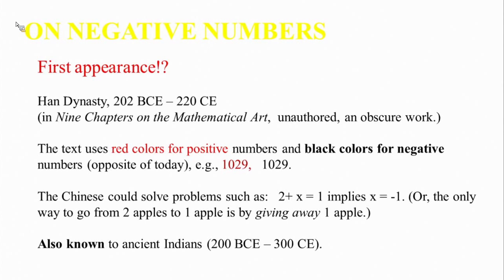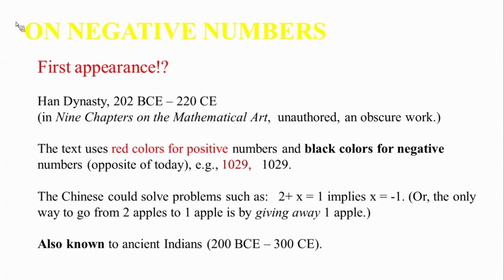So again, you can't really say, but however, in Nine Chapters on the Mathematical Art, an unauthored obscure work in Chinese, negative numbers are mentioned as distinct entities. Red colors are used for positive numbers. Black colors in the manuscript are used for negative numbers. This is the opposite of today when you're an accountant, right? When you're saying we're in the red by 50 bucks, you don't mean you got 50 bucks. You mean you owe 50 bucks. So it's the opposite of what the Chinese did, right? Which is kind of interesting. So totally opposite. So they knew about this.